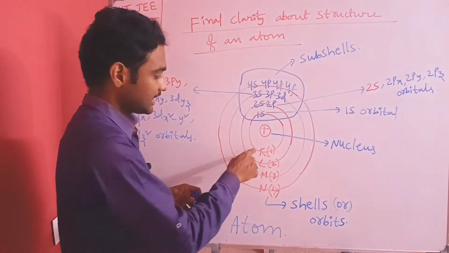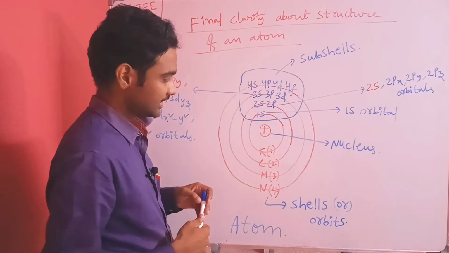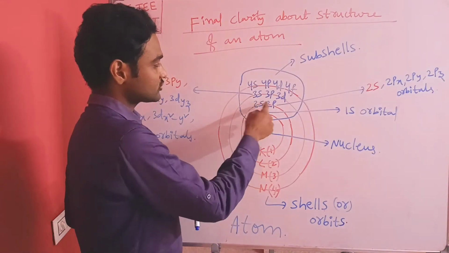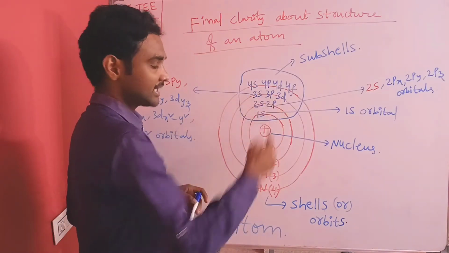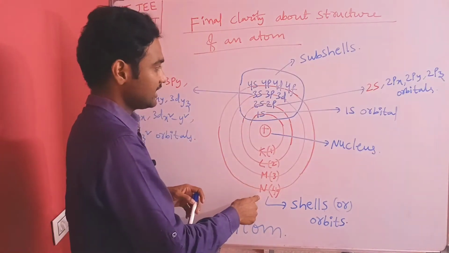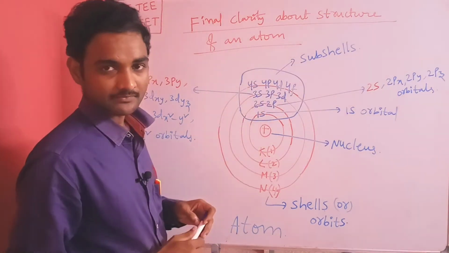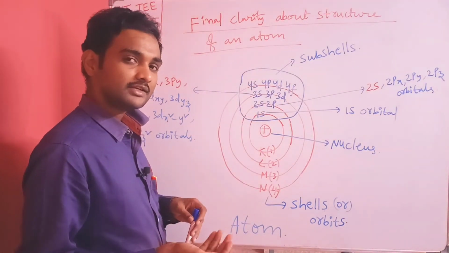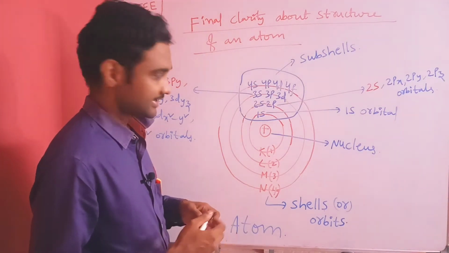What are they? In K shell, 1s subshell exists. In L shell, 2s and 2p subshells exist. In M shell, 3s, 3p, 3d subshells exist. In N shell, 4s, 4p, 4d, 4f subshells exist, and again in those subshells orbitals exist. What are they? Now let me explain.